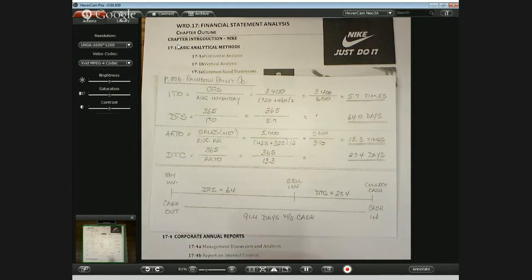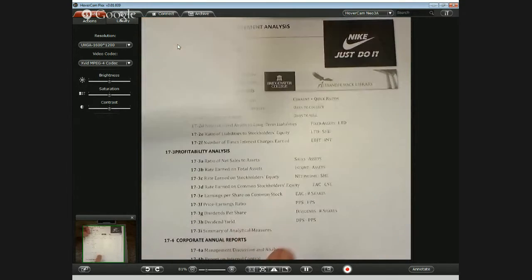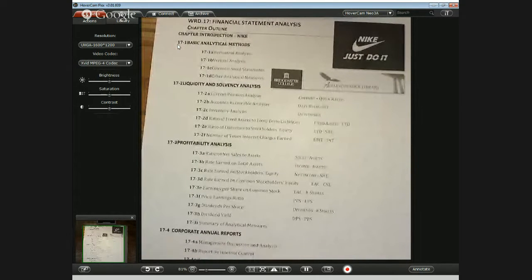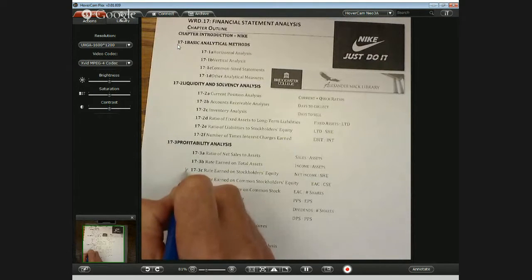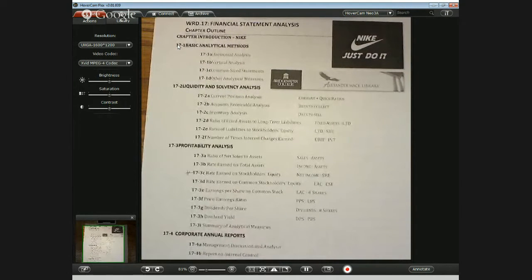Okay, that is the discussion on the inventory turnover. And there is one more item that we would like to address, and that is the return on equity, the profitability of the company itself. And we will focus on this item, rate of return on shareholders' equity, which is calculated as net income divided by shareholders' equity. Why is this important?